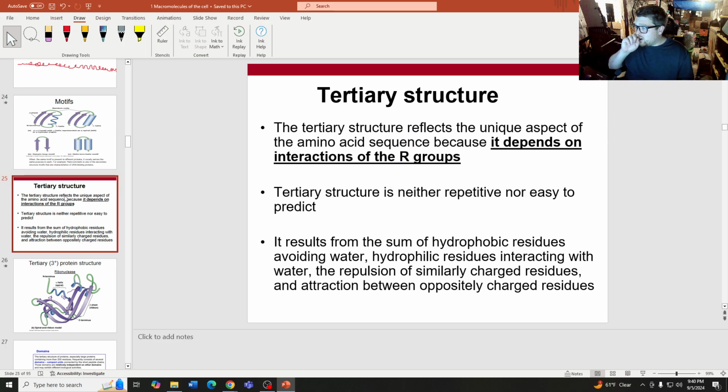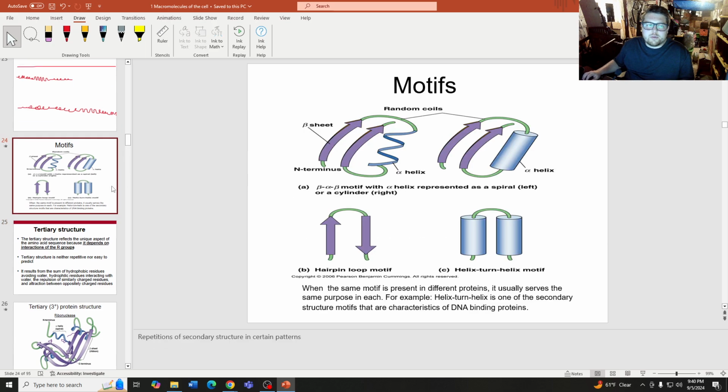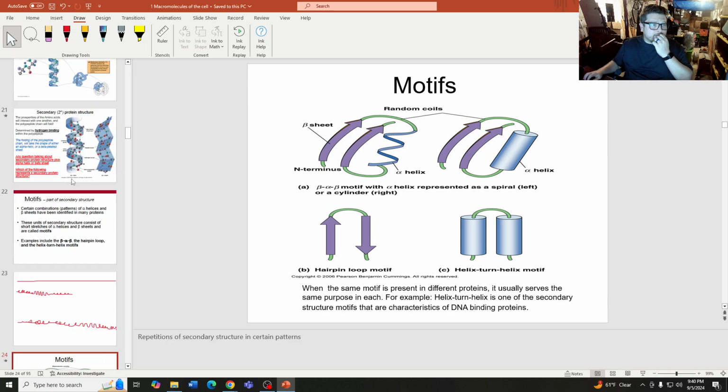Tertiary structure: once all of the secondary structures have occurred, things are still going to interact with one another. The tertiary structure reflects the unique aspect of the amino acid sequence because it depends on the interactions specifically of the R groups. Tertiary structure is neither repetitive nor easy to predict. Essentially, we get a bunch of these motifs, everything folds all together, and then think bigger picture. So we zoom back in.